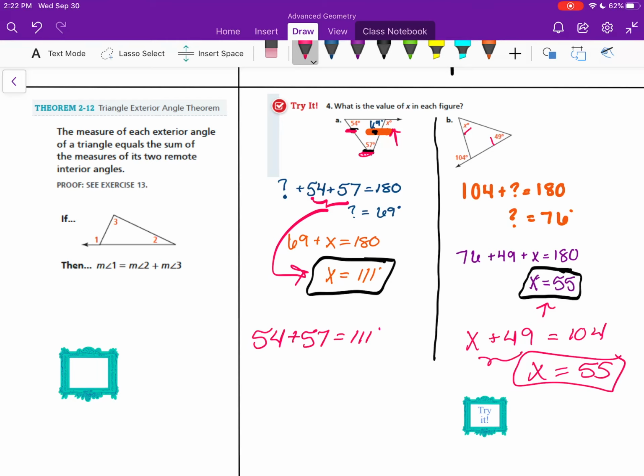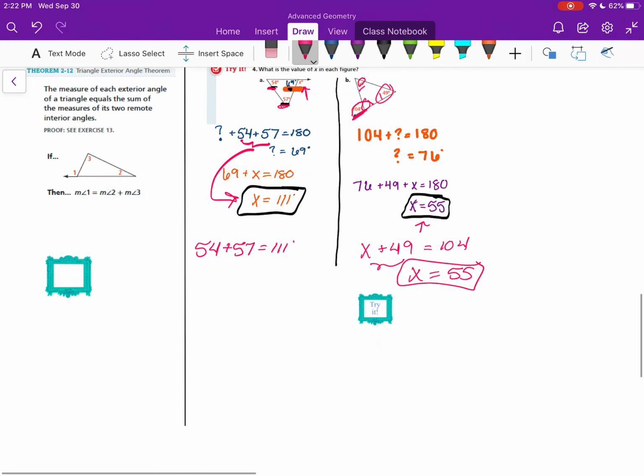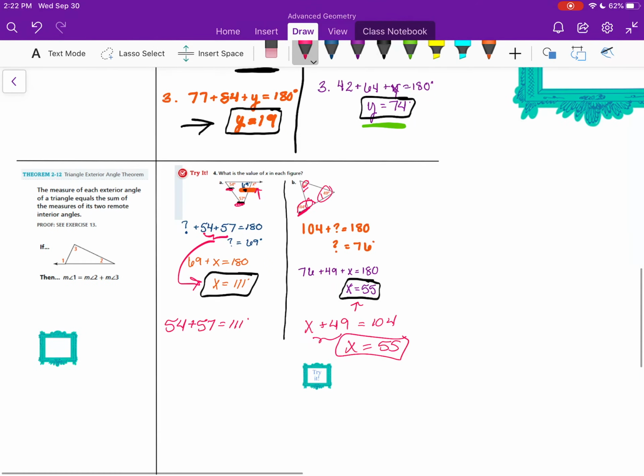So that just kind of proves to you that that theorem is true, that those two remote interior angles do add to be that exterior angle. And we also know that because this has to be 180 degrees, but all three have to also equal 180 degrees, which is why this is true. All right, that is it for 2.3.